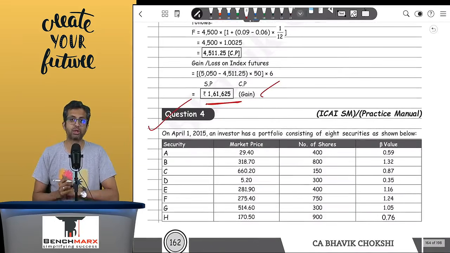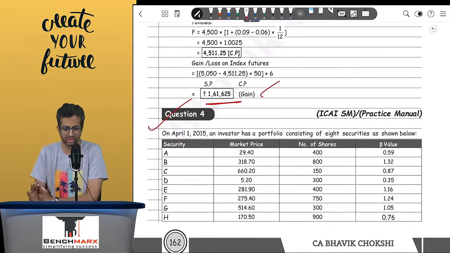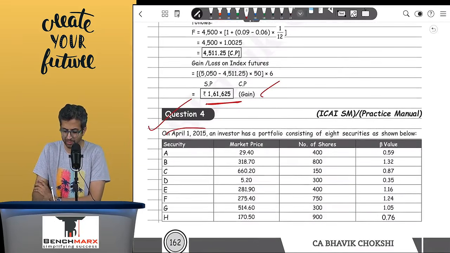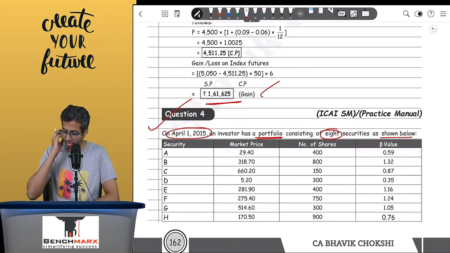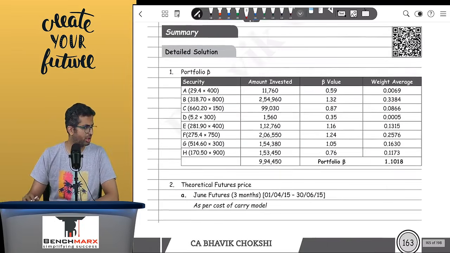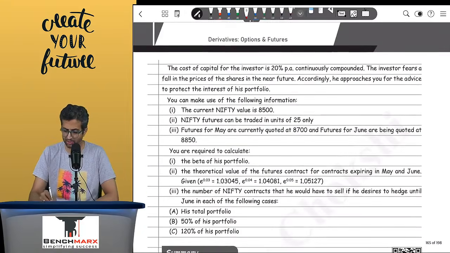This is question number 3 from the important questions file. You go to question number 4, which is on similar lines. On 1st of April 2015, an investor has a portfolio consisting of 8 securities as shown below. So this is also an index futures hedging. There are a few other adjustments that we need to do. You have the market price into number of shares, and you have the beta value. So basically, what are we supposed to do? The cost of capital for the investor is 20%. This time around the question says continuously compounded.